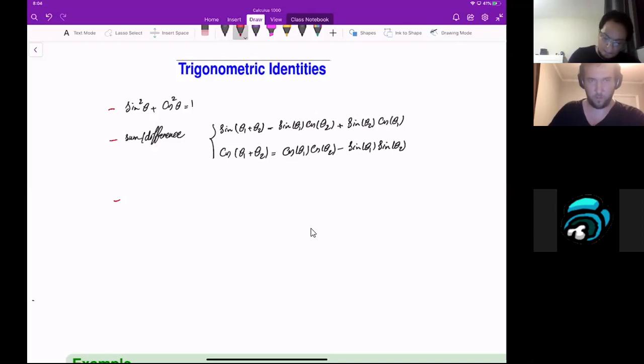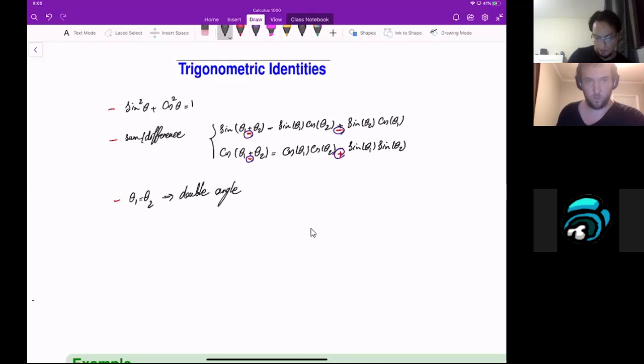Well, how about the difference? That will work the same way, but you just change the sign of the operation in the middle. If you start with a minus here, you change this one to negative, and this will be positive. In the case of cosine, you have to be careful. The signs in between are different. Now, when you put theta 1 equal to theta 2, then you get what are called double angles.